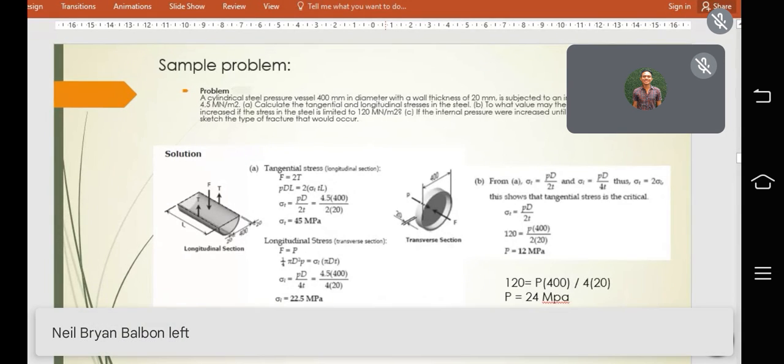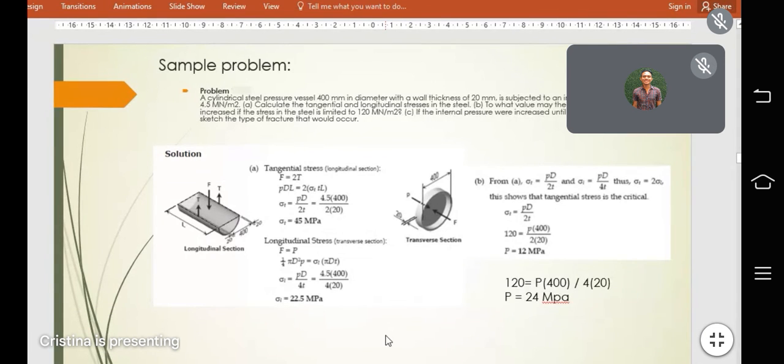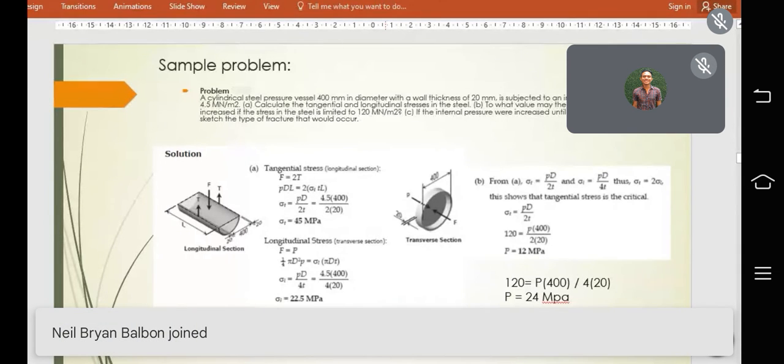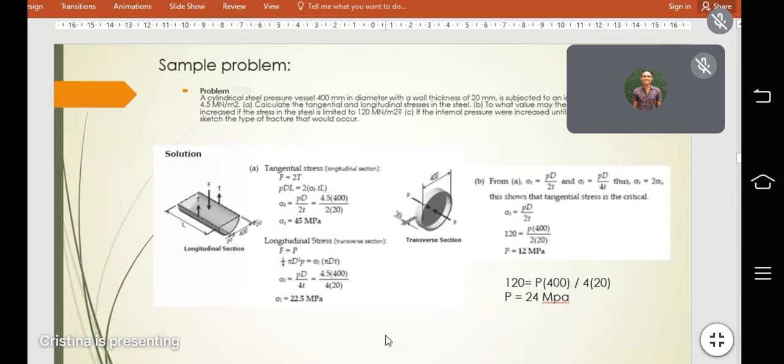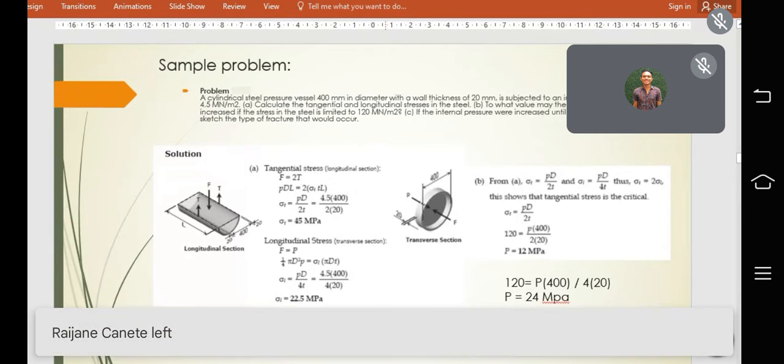If you really understand, why is it that tangential is critical? If we limit the stress to 120 meganewtons per m squared, why won't we use 24 MPa as the maximum? And why did we use 12 MPa as the maximum pressure for this specific tank?